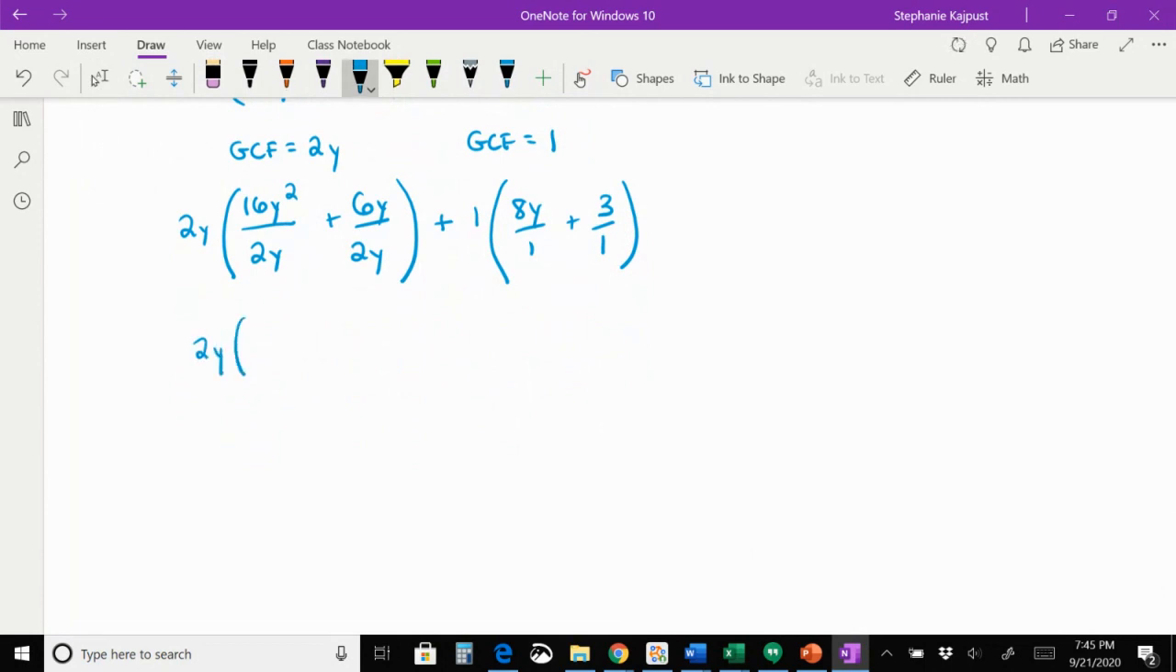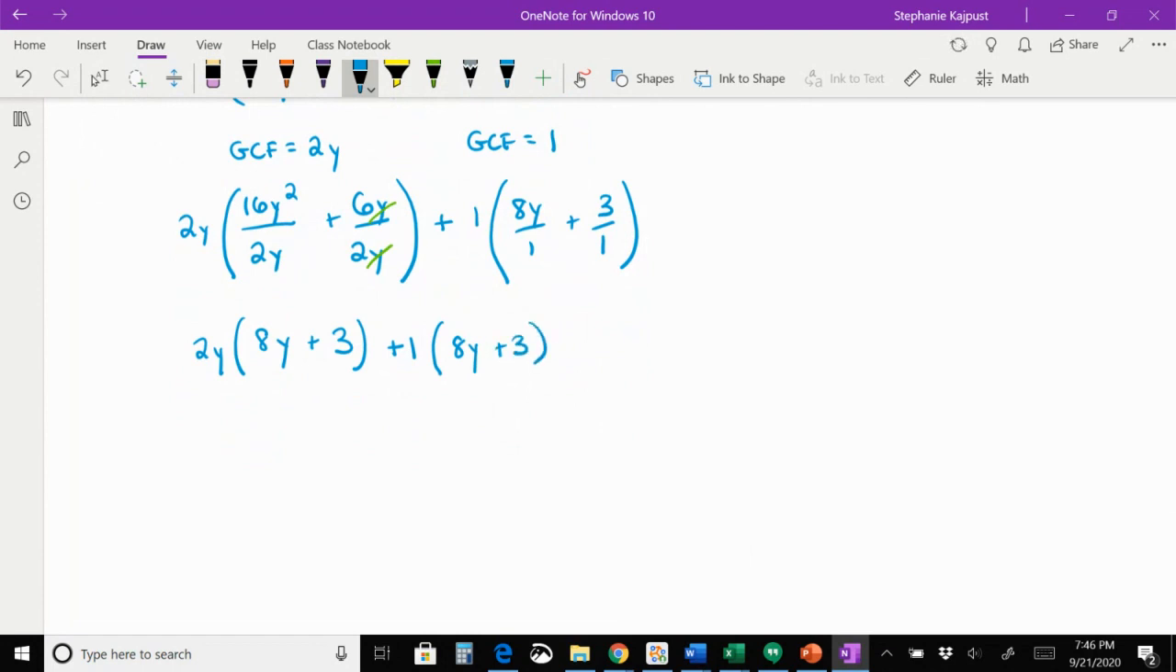So then I've got 2y. Now I have 16 divided by 2 is 8. Y squared over y, I have a y left over when I divide out a y. 6 divided by 2 is 3. And these y's cancel out. I have 8y plus 3. Then I have my plus 1, and then you divide by 1 and you get 8y plus 3.